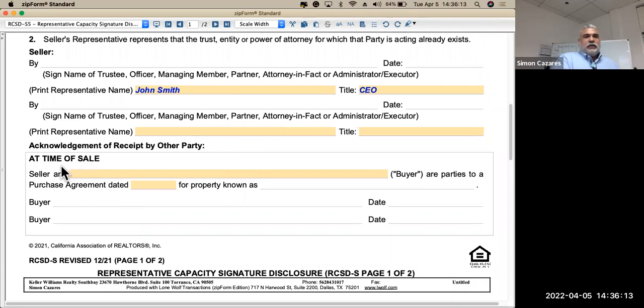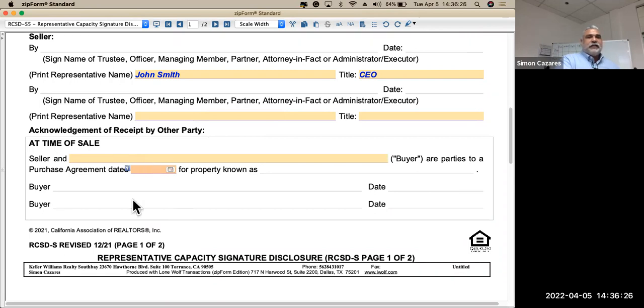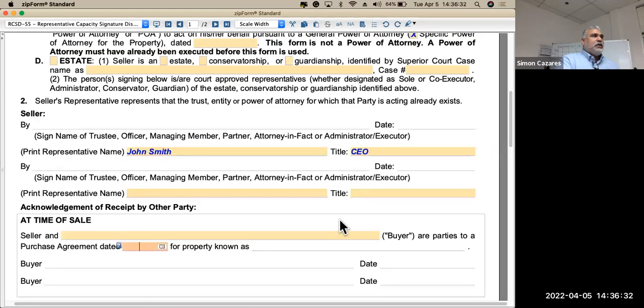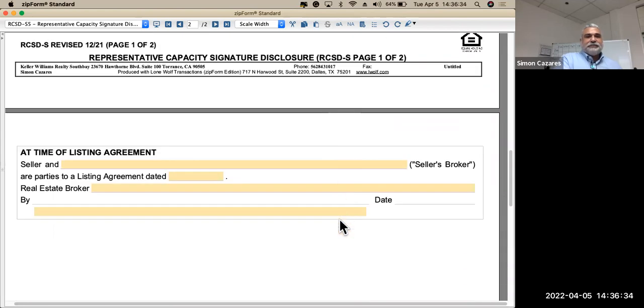All right, so on time of sale, seller and John Smith, the buyer, are parties to the purchase agreement dated, and that's the date that the offer was presented. Then the buyer will sign acknowledging that John Smith is the CEO of the corporation.